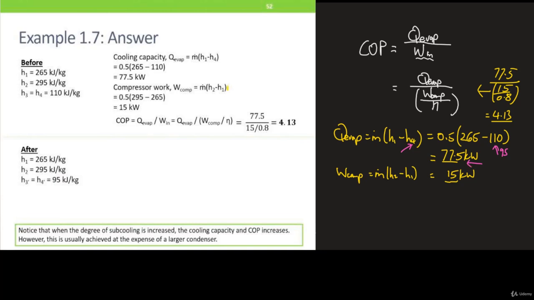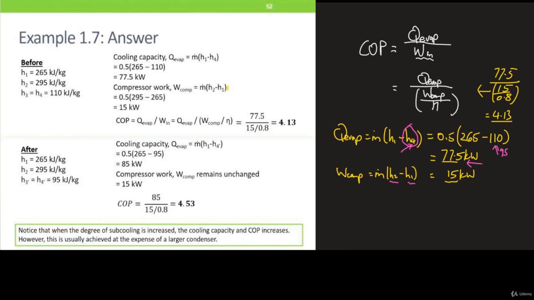How about the work done by compressor? Is there any effect? No, because this formula is H2 minus H1. What actually is being affected is your H3 and H4, so it's actually not affected by this formula. So if you are going to calculate, only the cooling capacity will change. Compressor work remains unchanged. But your COP will be affected because your Q evap has changed. So from 4.13, it actually increased to 4.53.